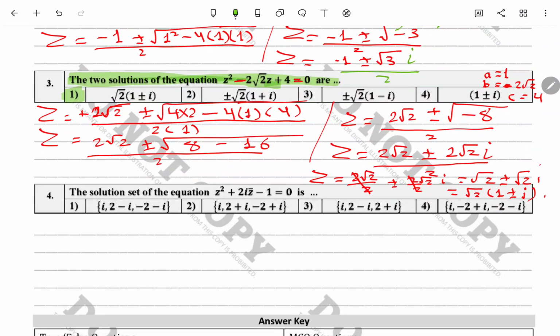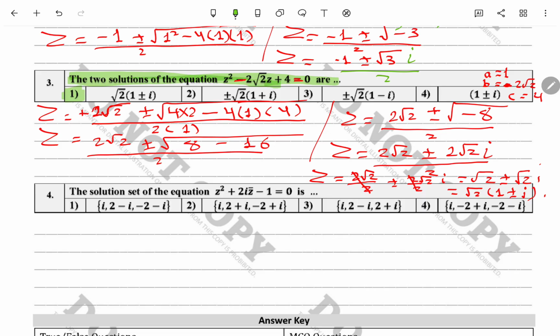In question 4, the solution set of the equation z square plus 2i z dash minus 1 equal to 0 is... It can be solved easily by also using the quadratic formula. Now we have z dash here, so it's better for you to replace the solutions that he gives you, but be smart when you are replacing. You can see that you have i everywhere, so don't replace it because it won't make a difference.